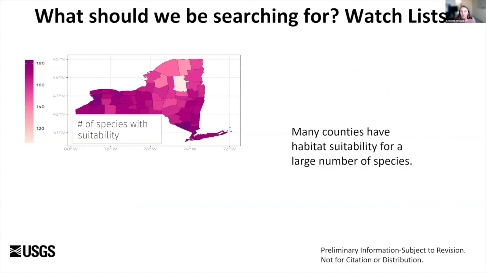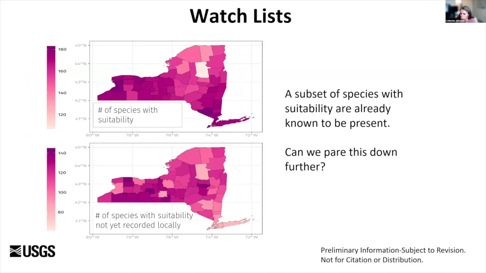So another way of looking at watch lists here, we've kind of summarized the number of species for counties in the state of New York. And so this map is showing the number of species with suitability for each county. And so some counties have a lot more than others, but there's still a lot of species there. We can subset that and say how many of those species that have suitability do we already know are present within those counties. And so again, this is from that aggregated occurrence data that we have. And so this lowers the number of species that we might be thinking about for a county.